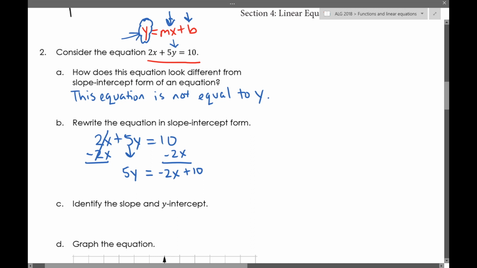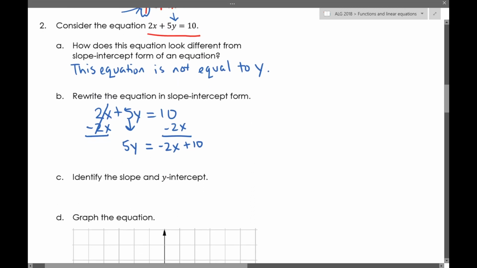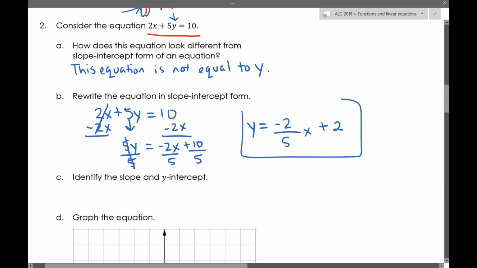Okay, but I'm not done. I still need to get rid of the 5. So how do I get rid of the 5? I just simply divide 5 to all of these numbers. So I can cross out that 5, and I'm left with y equals negative 2. Remember, you want a fraction, so negative 2 over 5, x plus 10 divided by 5, well 10 divided by 5 is 2. And there's my equation.